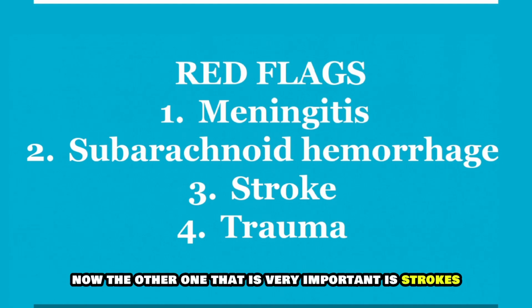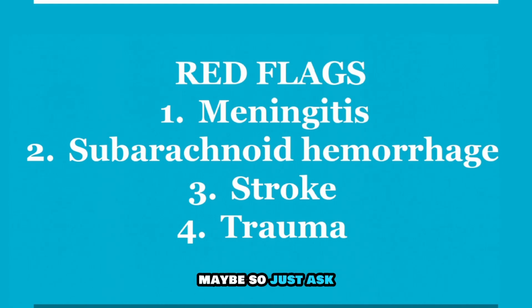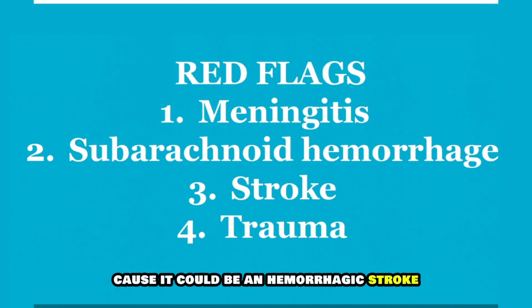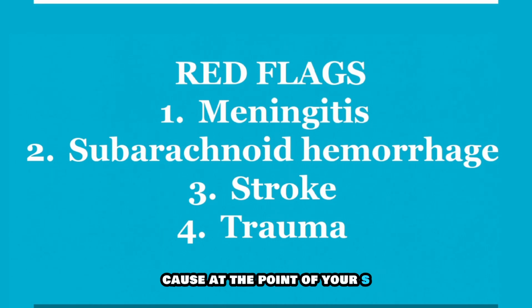Now, the other one that is very important is stroke, maybe. So just ask, any weakness or numbness in any part of your body, because it could be a hemorrhagic stroke. Or you could even ask, and that's why you have to do the SOCRATES, because at the point of the S, the severity, the patient would have told you that that is the worst headache of their life. These are your red flags, essentially. So look for trauma, look for meningitis, look for your subarachnoid hemorrhage and your stroke.